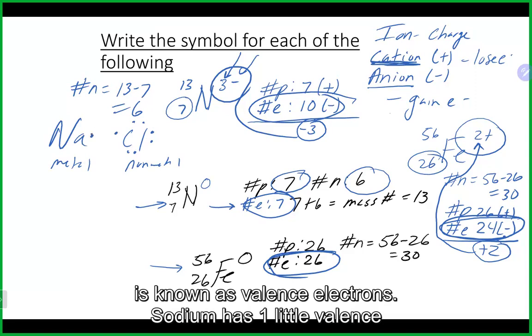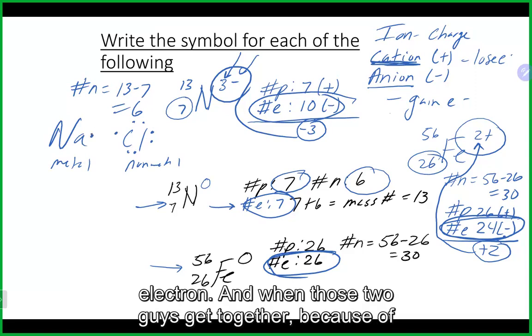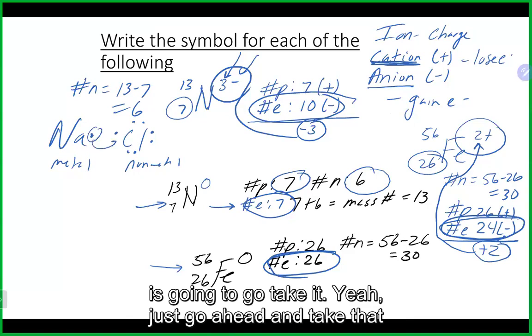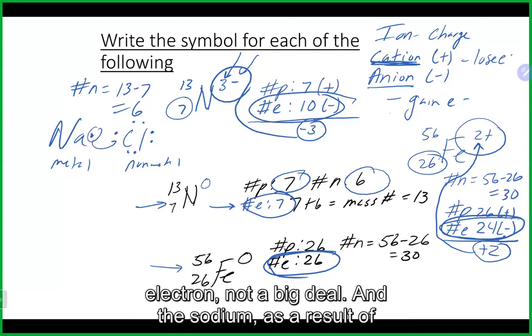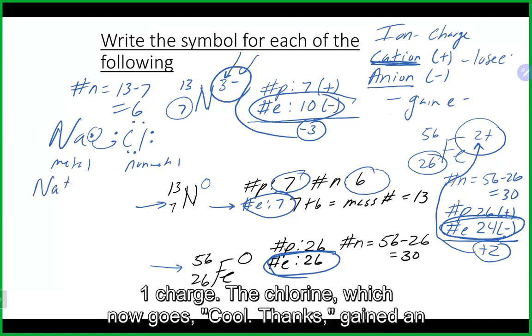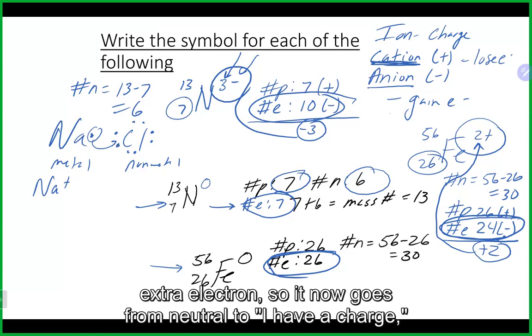Sodium has one little valence electron. And when those two get together, because of some of their trends and their periodic properties, this sodium is just going to go take it. Yeah, just go ahead and take that electron, not a big deal. And the sodium, as a result of giving away its electron, will then become sodium with a +1 charge. The chlorine, which now goes, cool, thanks, gained an extra electron. So it now goes from neutral to having a charge.